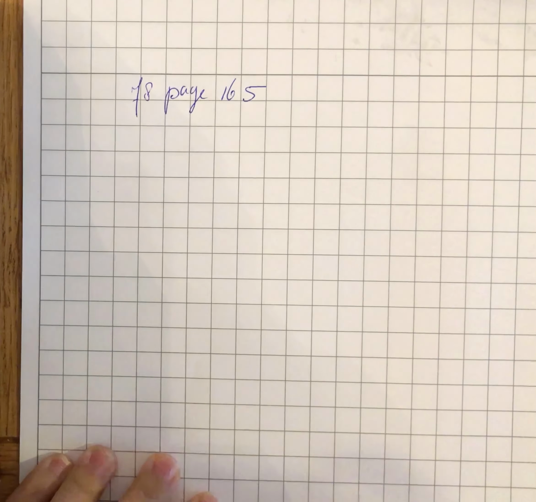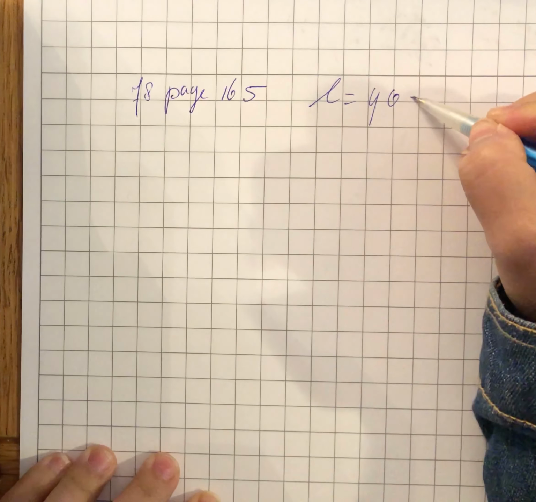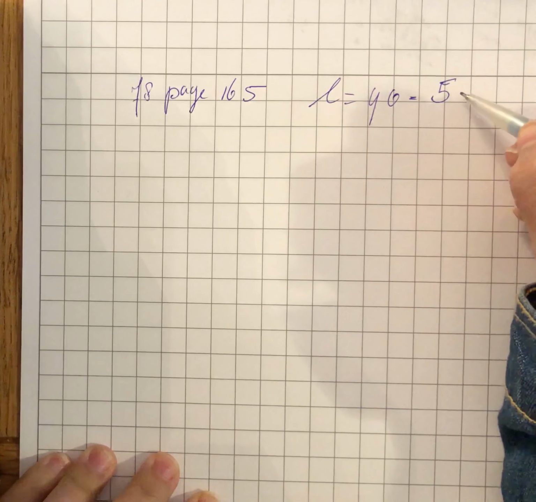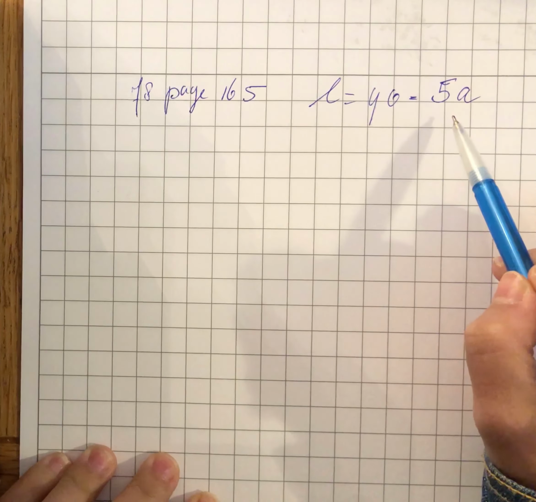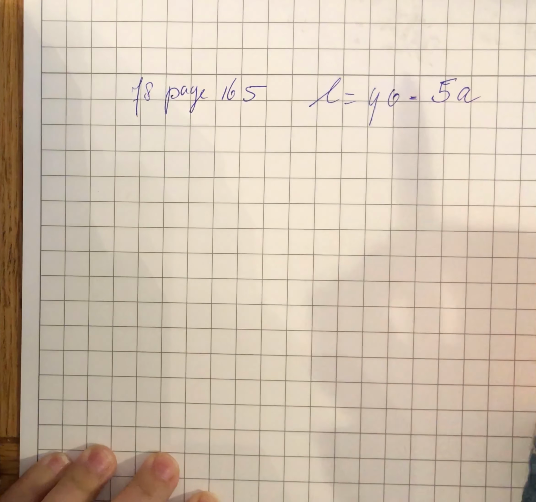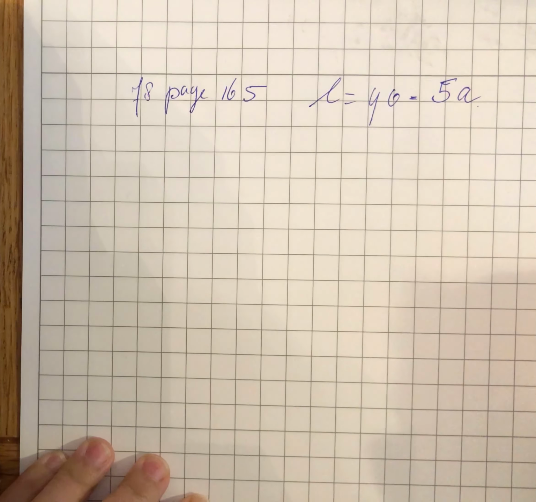The formula: length, L, starts at 40 and we subtract 5 times A from it, because 5 stands for the amount of centimeters the candle goes down, and A stands for hour, so per hour. This can be used to calculate the length of the candle. A represents the hours the candle burns.